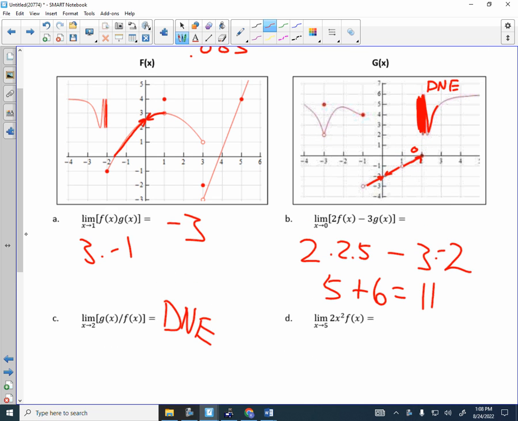Please try letter D on your own. Try something. Try anything. Even if you are like, I still know how to do this part. Try something. Go.